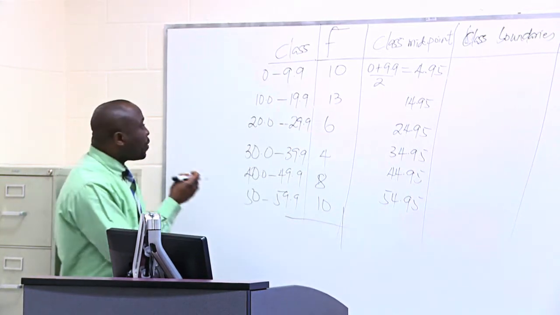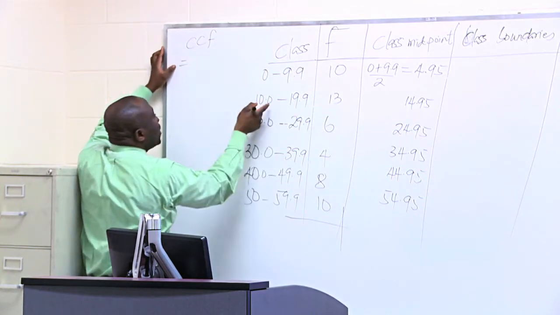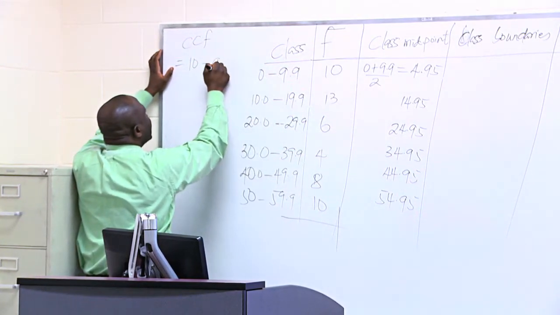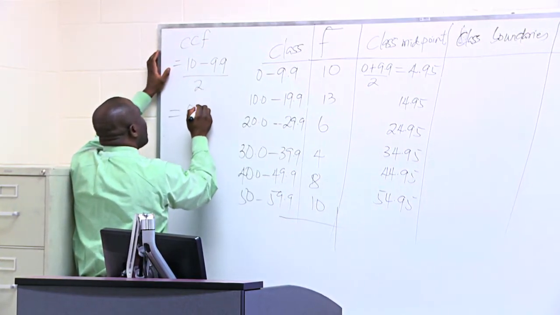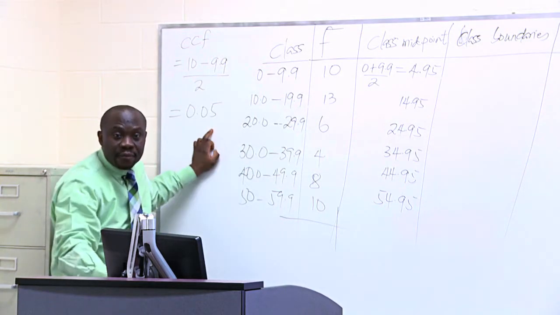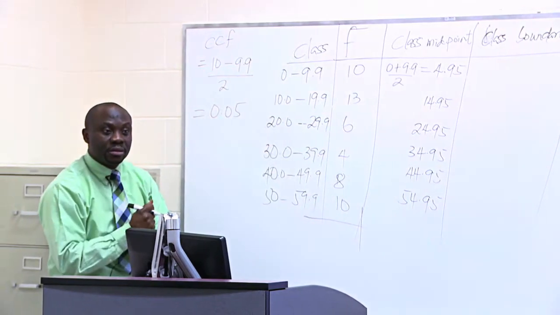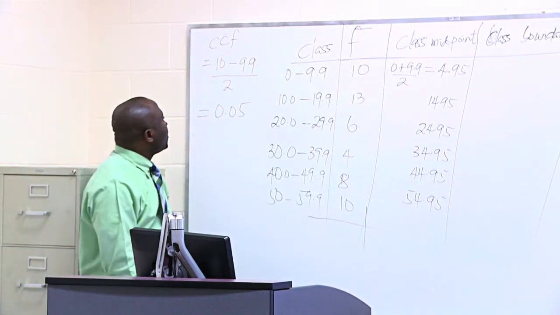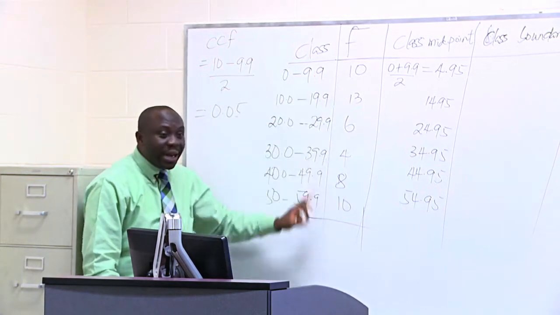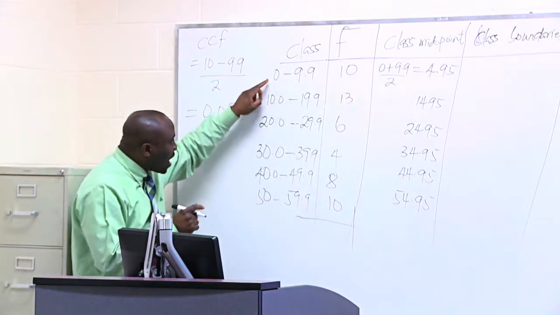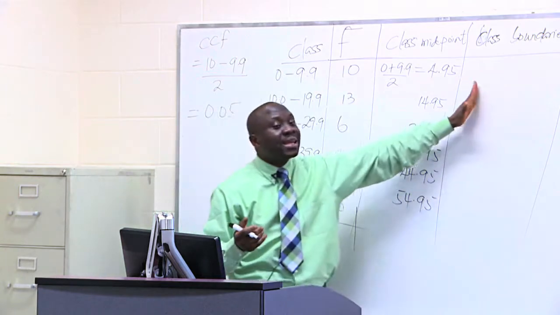Make sense? Great. So in finding the continuity correction factor, it could be 10 minus 9.9, right? Over 2, which is 0.05, which is different from the 0.5. Any questions, any concerns? Beautiful. So what are we going to do with that? We're going to add it to the upper limit and subtract from the lower limit. Does that make sense? And when you do so, you get the class boundaries.